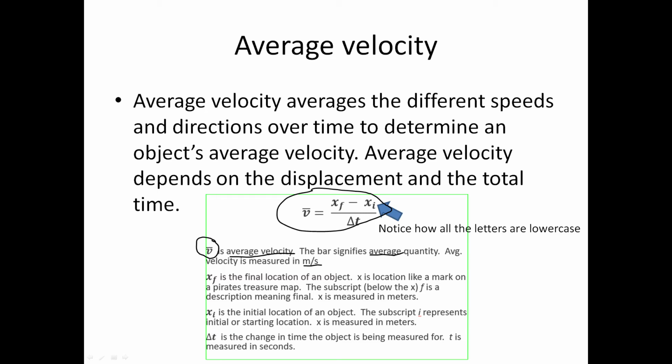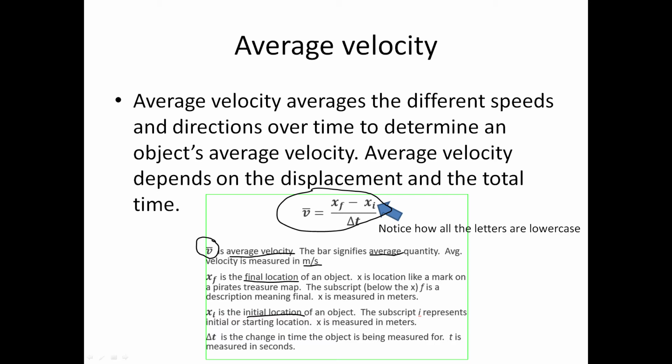x with a subscript of f is the final location of an object. x is like a mark on a pirate treasure's map. The subscript is below the x. f is a description, meaning final. So that's kind of like where you end, and then xi is where you start, which is the initial location of an object. And i represents initial.